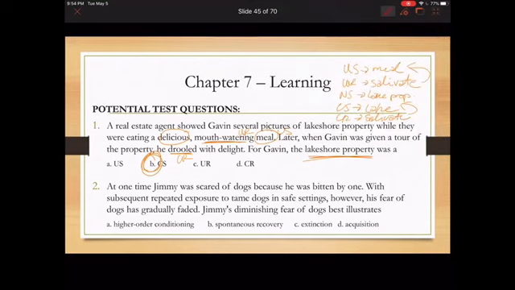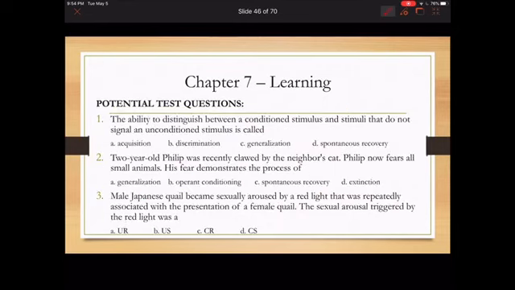At one time, Jimmy was scared of dogs because he was bitten by one. With subsequent repeated exposure to tame dogs in safe settings, his fear of dogs faded. That would be extinction. We learned the association that dogs are scary because they bite, but we repeatedly showed him that not all dogs bite, and so we extinguished that association. The ability to distinguish between a conditioned stimulus and stimuli that do not signal an unconditioned stimulus is the process of discrimination.